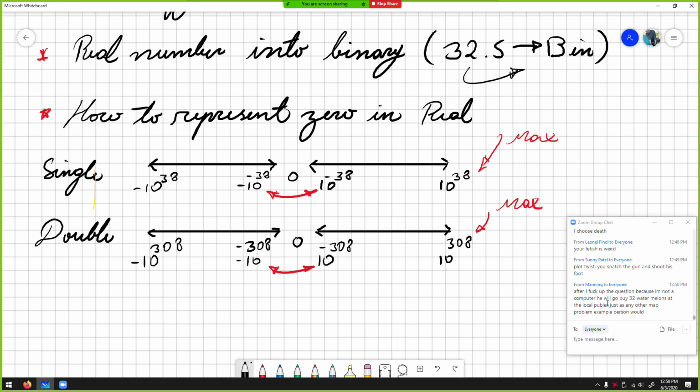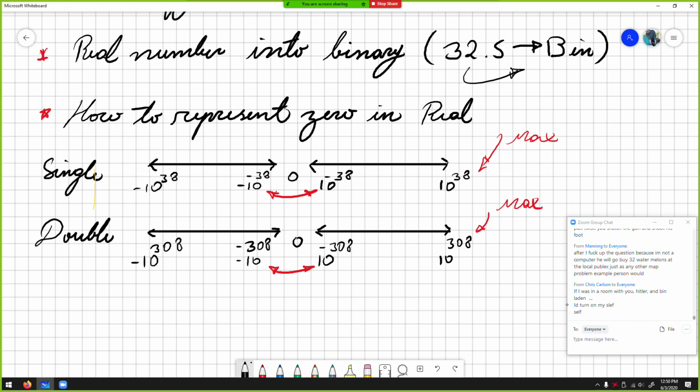So, after I messed up the question because I'm not a computer, hell will go buy 32 watermelons at the Lucas Colleges. Any other math problem example person will. If I was in a room with you, Hitler, I'll turn on myself. Okay.